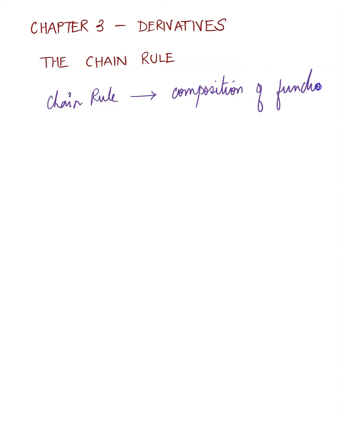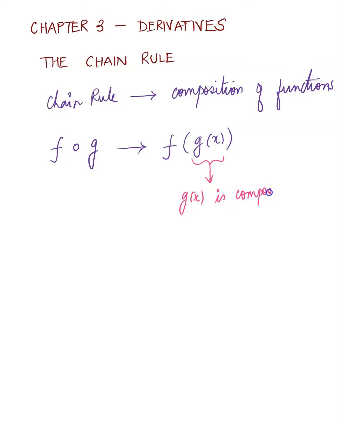Now, composition of functions, if you recall, you remember this f circle g notation? That's the crisp notation for f of g of x. What it means is this g of x is composed inside f. So g of x is composed inside f. In other words, g of x is substituted inside f, right?